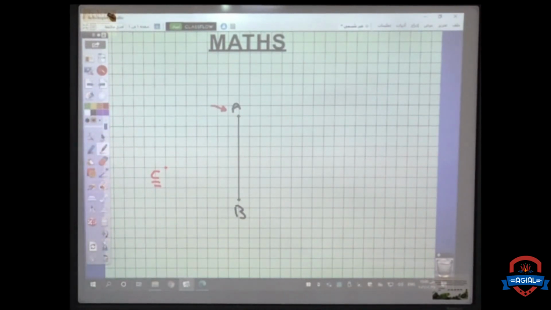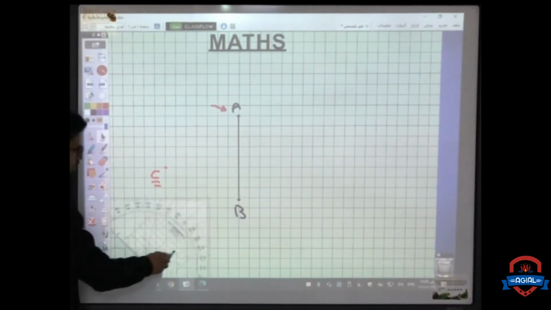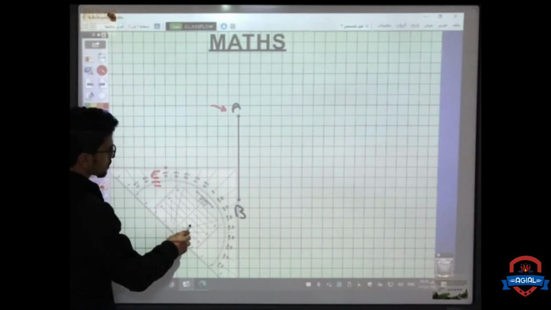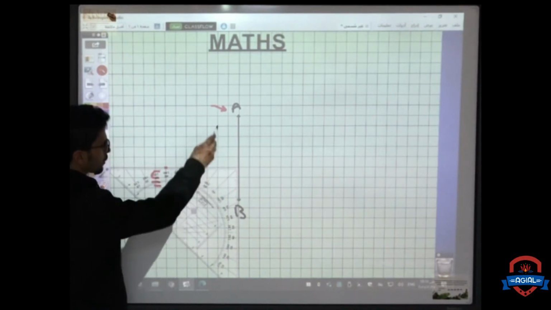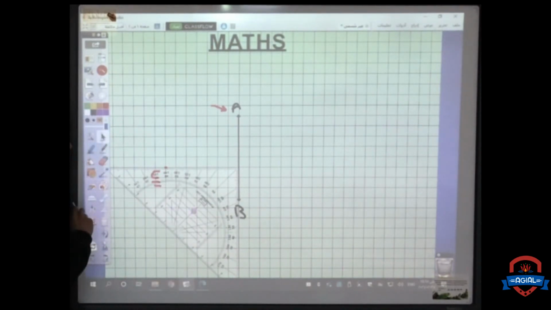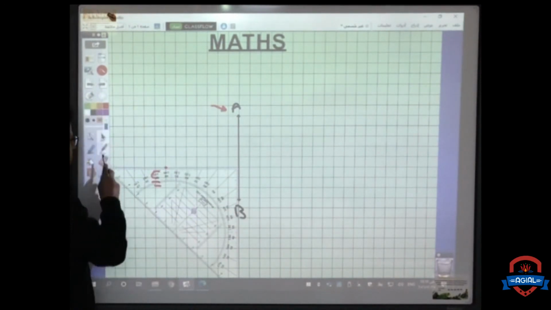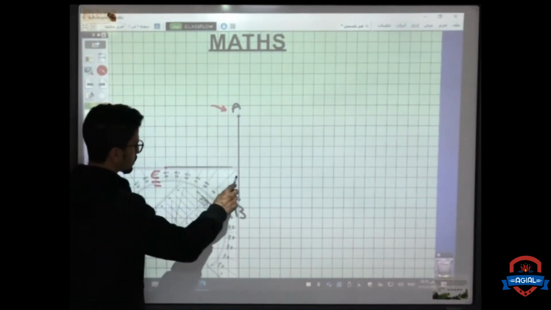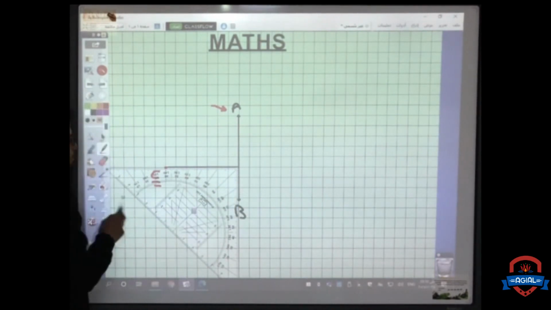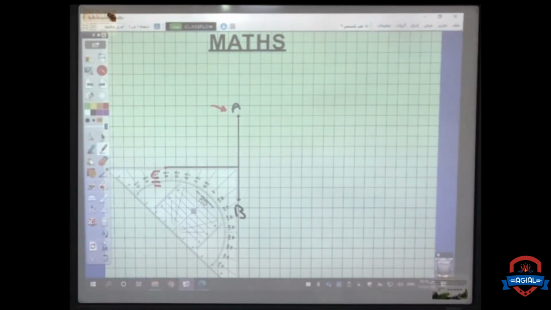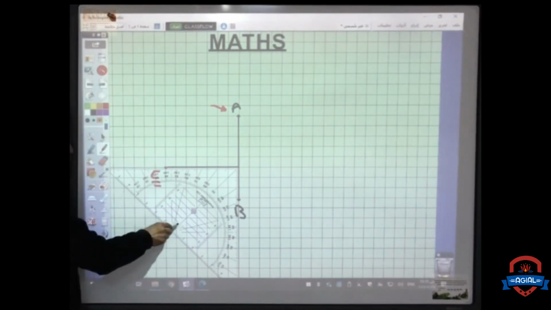So we can start by drawing a perpendicular line. We have to use the set square to help us to draw a perpendicular line to the straight line AB from the point C to the straight line AB. So now we can draw this perpendicular line. Then we have to measure the length of this straight line.